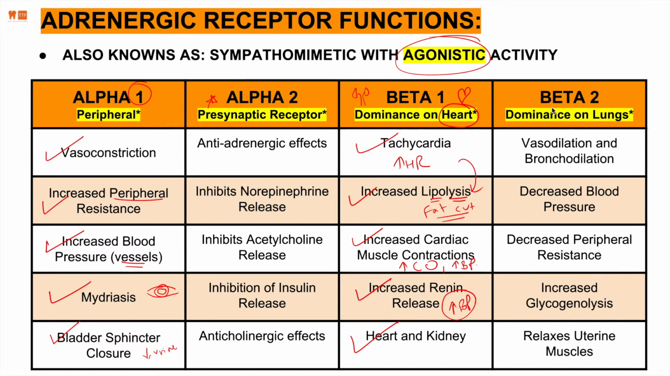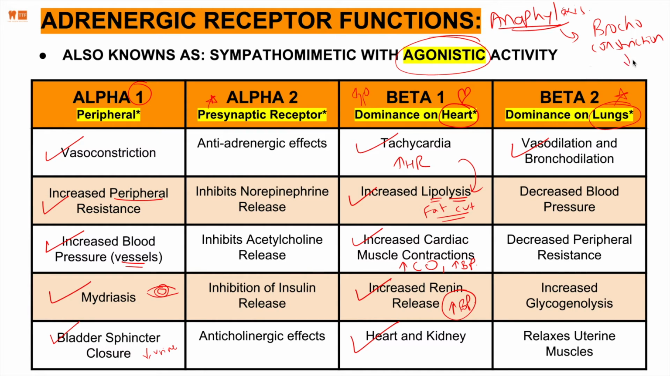Beta 2, a little opposite to beta 1, but it acts on lungs. That's what we need to remember. So vasodilation and bronchodilation of lungs. So remember this, when we have an anaphylaxis, what happens? We get something we know as bronchoconstriction. And then it's really hard for us to breathe, right?